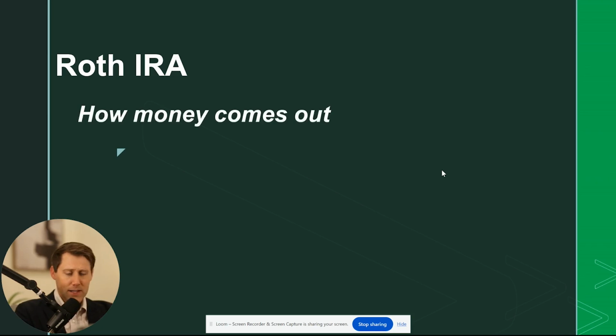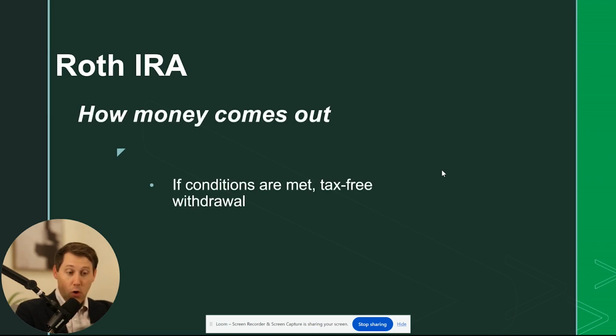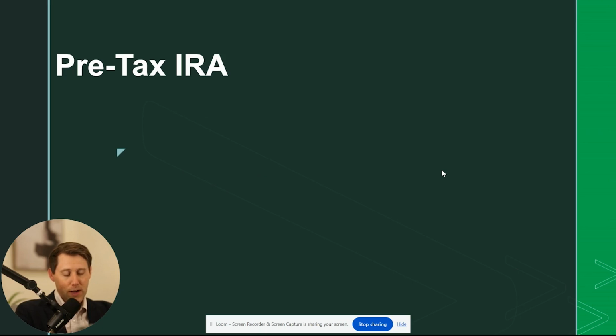Now, how money comes out. If all the conditions are met, you have tax-free withdrawals. And I did mention here, if the conditions are met. The most common is turning 59 and a half, and now you can pull money in or out as you see fit. There are other ways you may potentially make tax-free withdrawals, such as a first-time home purchase or educational purposes. We're not going to cover those, but in general, the way that these are used the majority of the time is people pull the funds out in retirement, and it's totally tax-free. And so that's a really important dynamic of the Roth IRA.